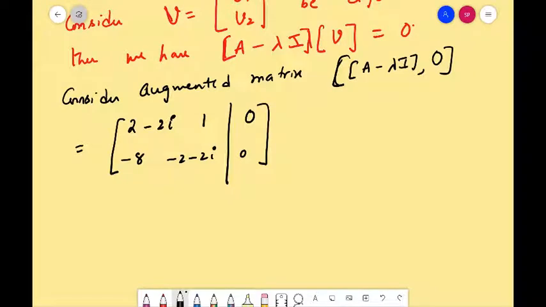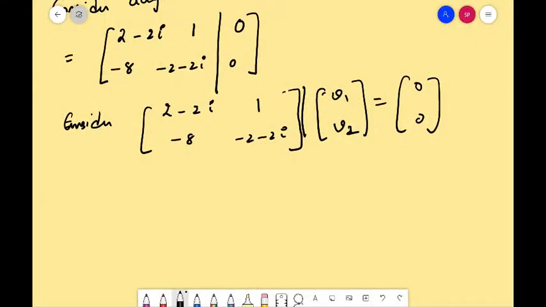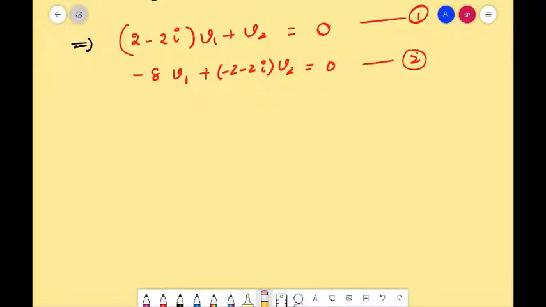If you observe, you cannot easily apply any transformations. So I'll multiply this out and solve the equations, because applying transformations to this 2 by 2 matrix will be very difficult. Multiplying directly with v1, v2 equal to 0, 0, you get the equations: 2 minus 2i into v1 plus v2 is equal to 0, and minus 8v1 plus minus 2 minus 2i into v2 is equal to 0. This is equation 1 and equation 2. Now we need to solve these two equations.